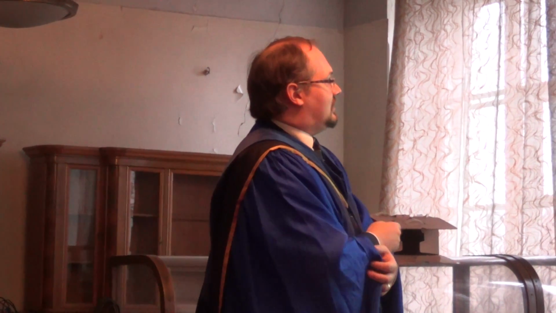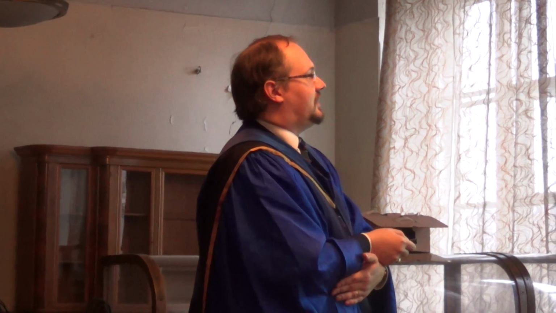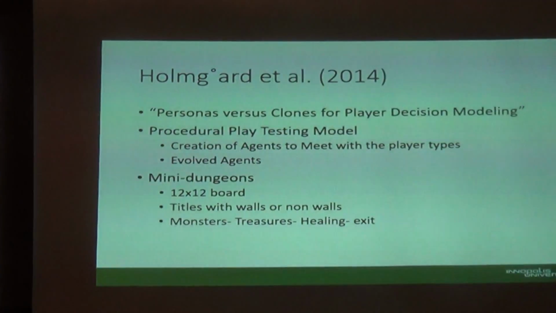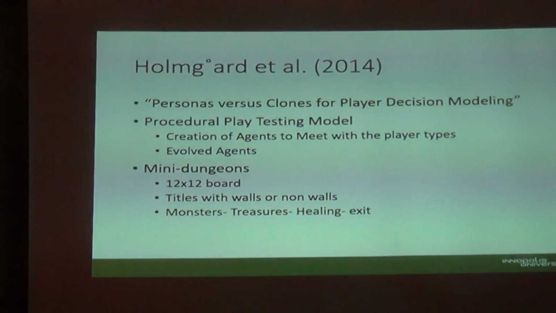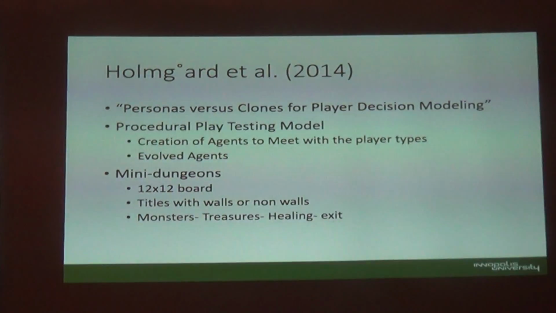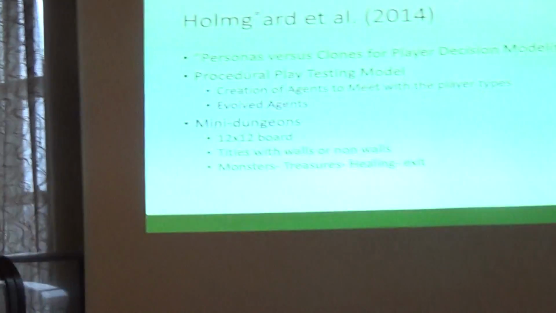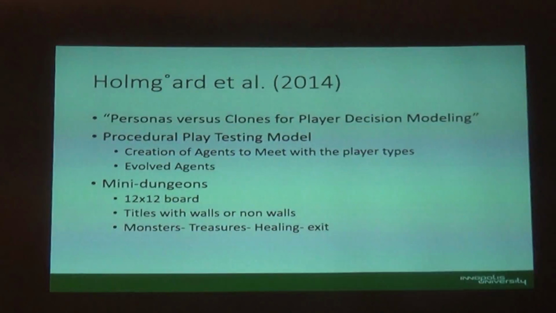So Holmgård et al. look at this, personas versus clones for player decision making. They created a procedural playtesting model. Playtesting is very, very expensive. I have to get a whole bunch of people into a room, I have to probably pay them or feed them or do something to get them to play my game, because people don't like playing games when you've got cameras on them and you're monitoring everything they do and you've got a little checkboard and you're going, how are you feeling right now? That's not a nice play situation. So, they created these evolved agents to go after this.